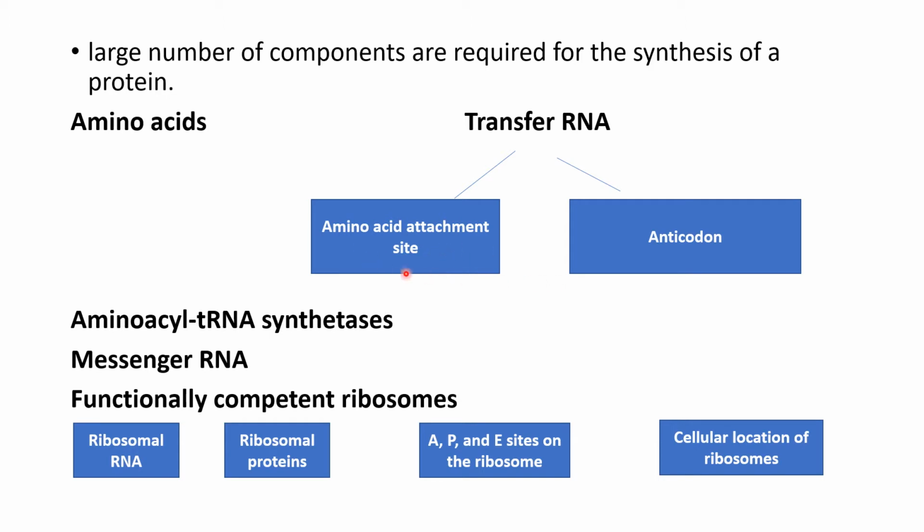One is the amino acid attachment site. The amino acid attachment site is present at the 3' end. It contains the nucleotide sequence CCA. The hydroxyl group of the CCA sequence attaches the specific amino acid at its carboxylic end. The carboxylic end contains the acidic group, that is the carboxylate, and it then reacts with the hydroxyl group. This is an ester linkage by which the attachment of a specific amino acid to its amino acid attachment site at the 3' end takes place.